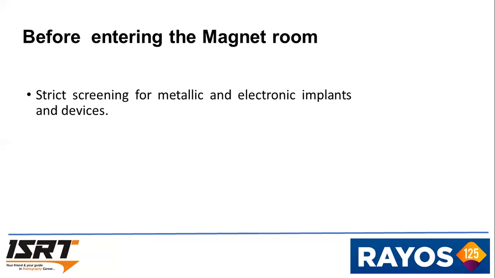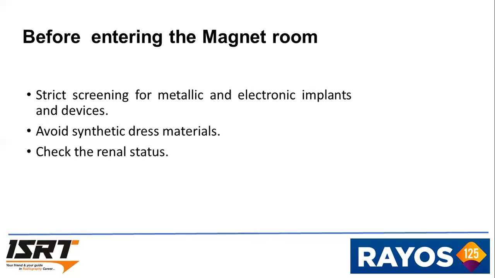Before entering the magnetic room, strict screening for metallic and electronic devices should be done, failure of which we know may cause a big mishap. Avoid synthetic dress materials which may cause burning of skin because for some MR sequences, the patient's body temperature may increase. The renal status of the patient has to be monitored since we are giving MRI contrast which may cause nephropathy. Informed consent should be taken from the patient and immediate relative.